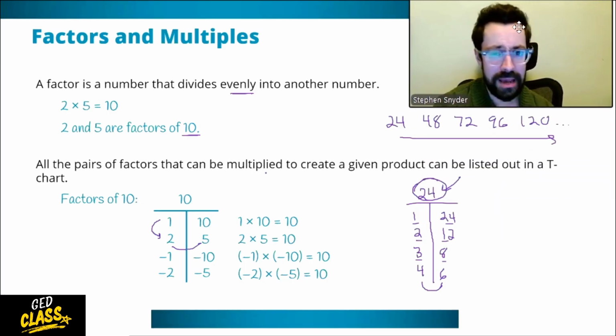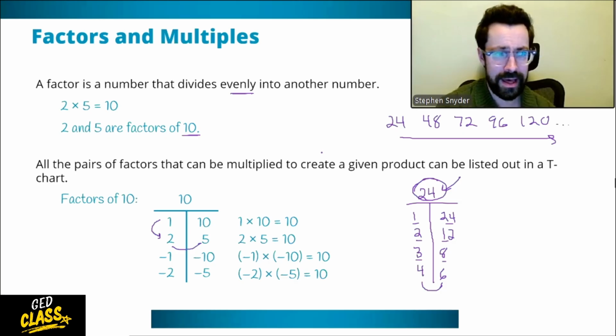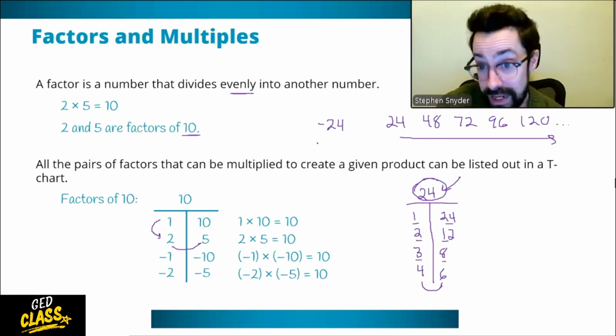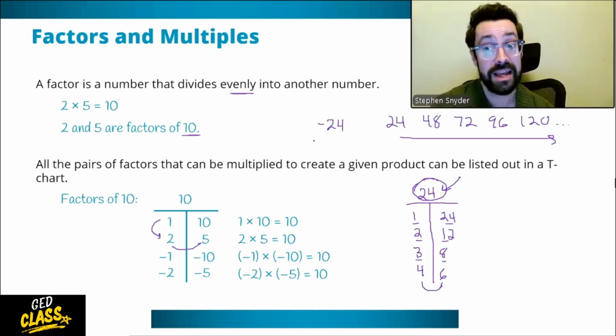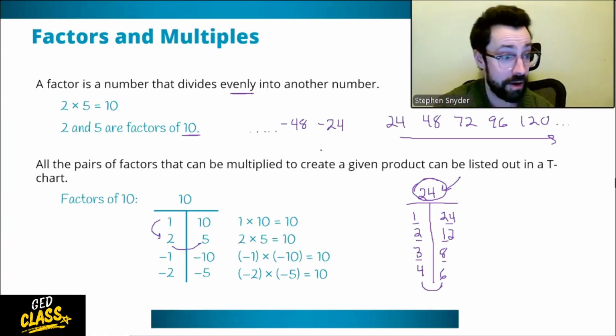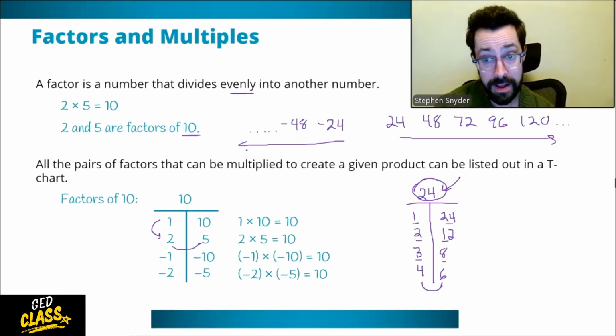Now, multiples can be negative as well, so you have to be careful of that. I can multiply 24 by negative 1 and get negative 24. 24 times negative 2 would give me negative 48, et cetera. So those also count as multiples.